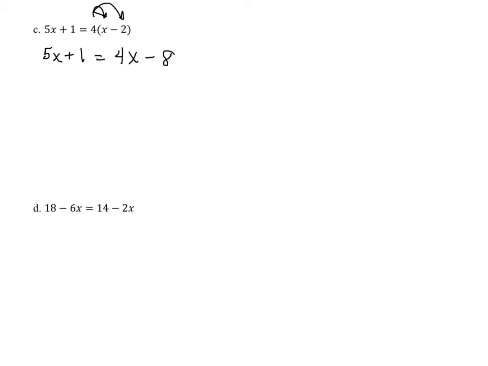Now I have variables on both sides, so I've got to move it to one side. I'm going to do that by taking away the 4x. Good? See, that's my side. When I jump sides, I have to do some kind of opposite operation. So these will cancel out, and I have a negative 8 on this side. 5x take away 4x is just a plain old 1x, or x plus 1 equals negative 8.